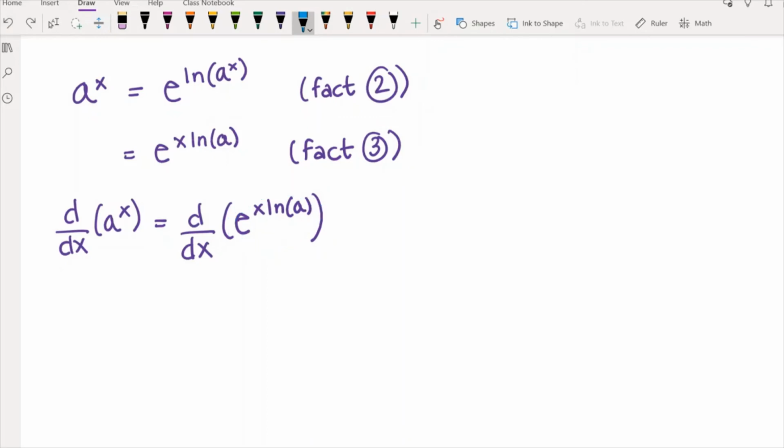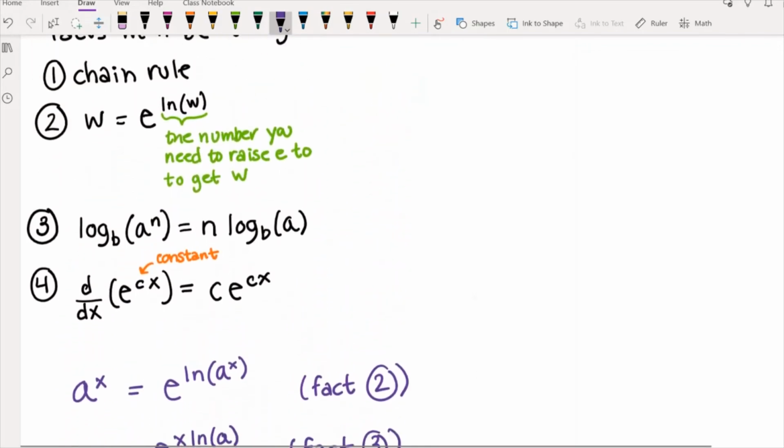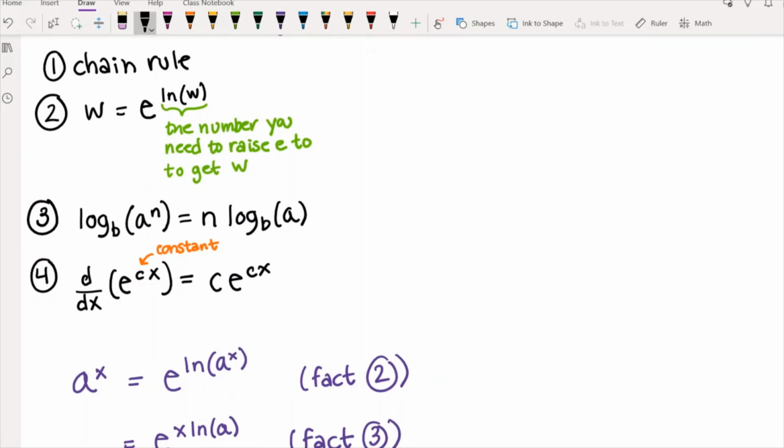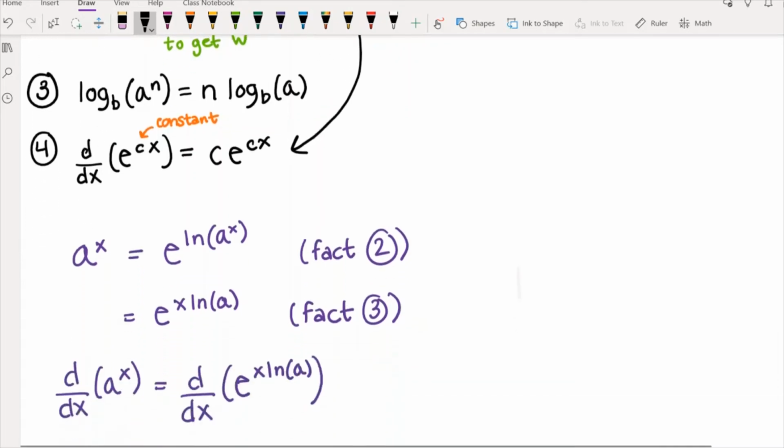It looks complicated, but remember, ln of a is just a number. So this is like, imagine this is e to the 5x or e to the 3x or e to the 1.2x. It's just e to x times a number. And so using the chain rule, we know that, and I guess I didn't really have to write down the chain rule as its own fact, because the chain rule is really just informing number 4.